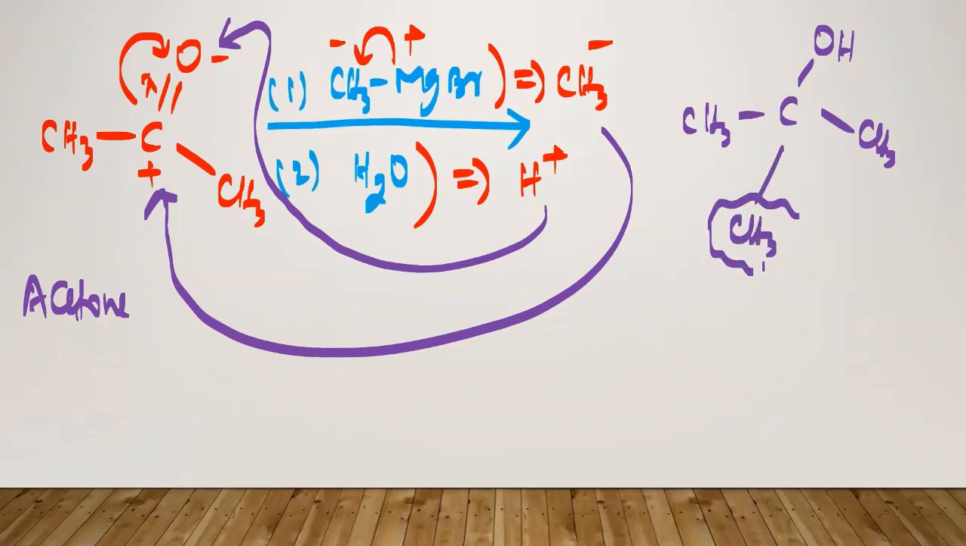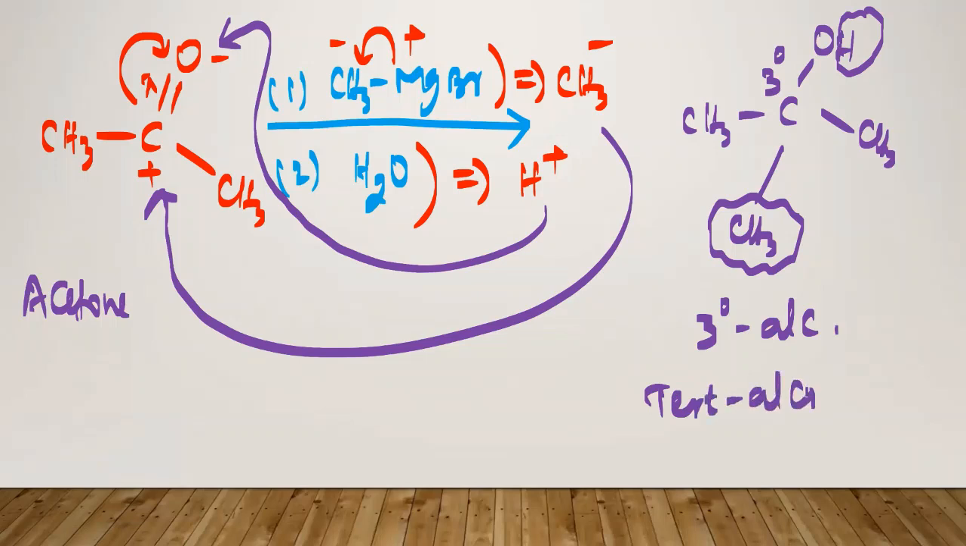This CH3 has come from the Grignard's reagent, and this H has come from the water. The carbon in the middle is a 3-degree carbon, because it's attached to 3 other carbons directly. So here we are getting a tertiary alcohol or 3-degree alcohol. So ketones give the tertiary alcohol, but aldehydes give the secondary alcohol.